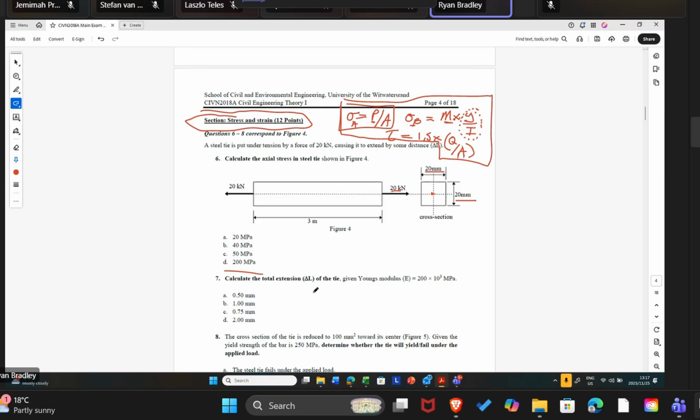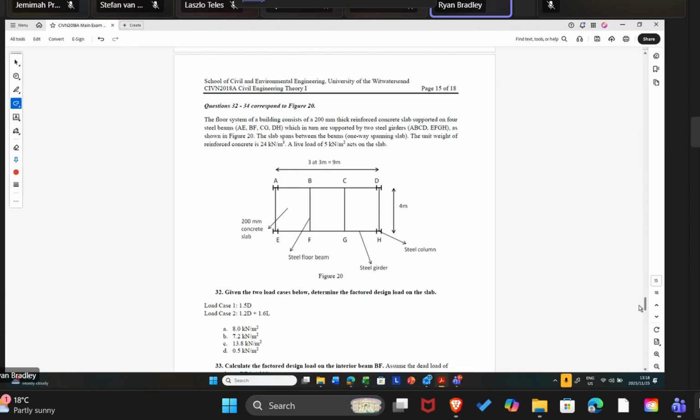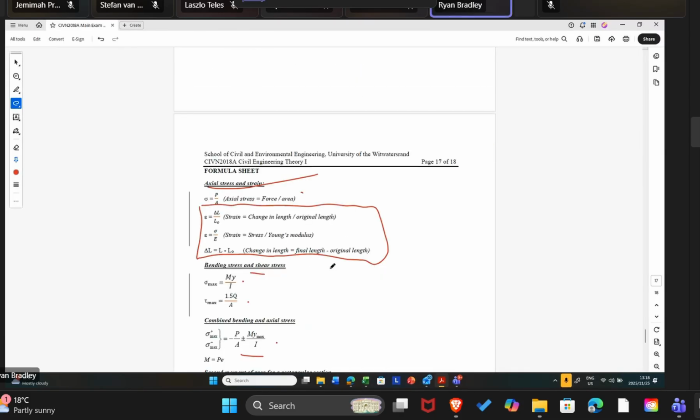The next question is for us to work out the change in length, delta L. We can go back and look at the equations. We can see that delta L we can get from the original length times the strain, and we can work out the strain by taking the stress divided by Young's modulus. So we can rearrange the equations. In solving this problem, delta L is equal to stress over Young's modulus times L0.